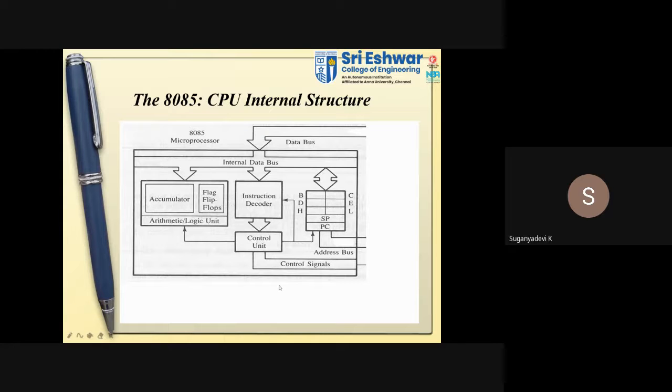Next we have the control unit. All the control signals pass through this control unit. For example, read, write, memory, input, output, reset: all these are control signals for performing the operations.